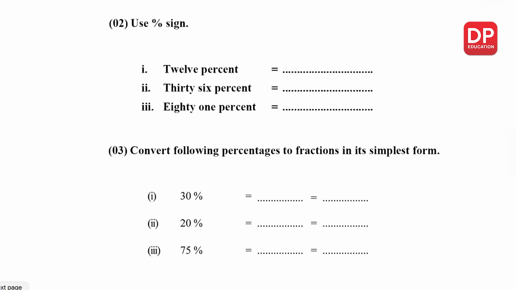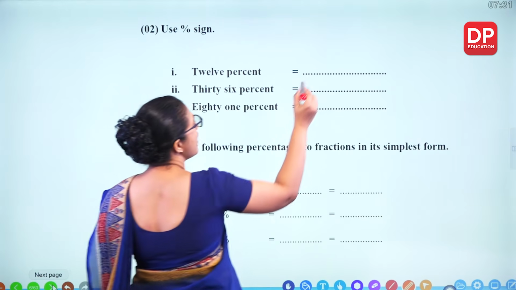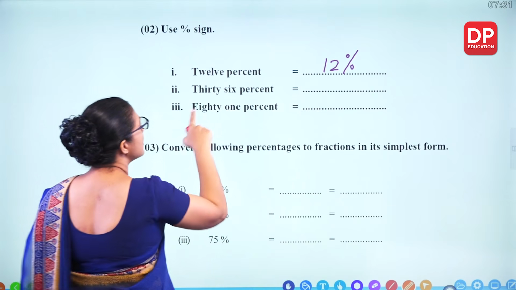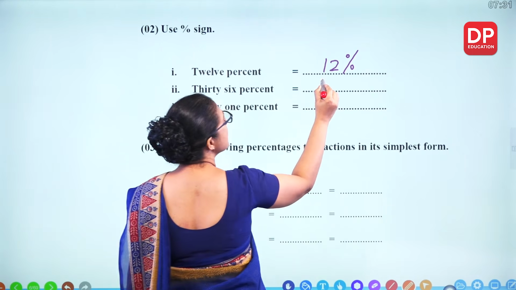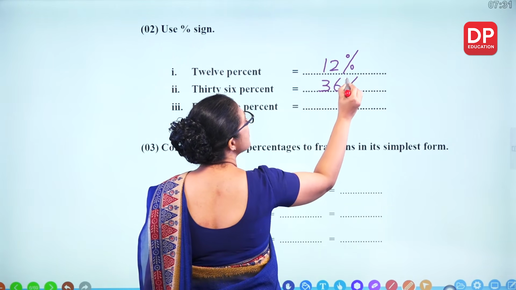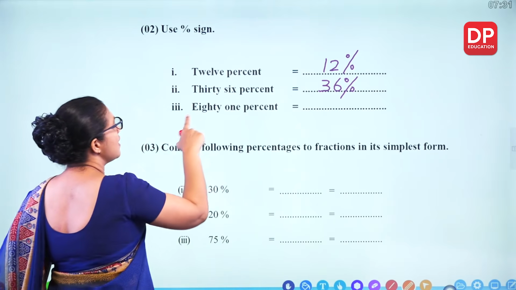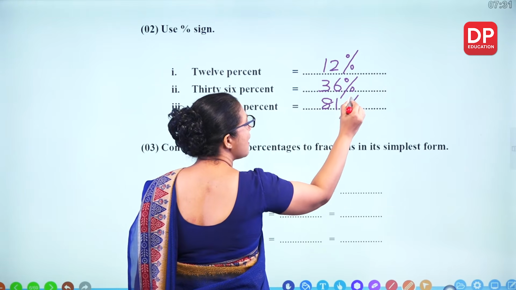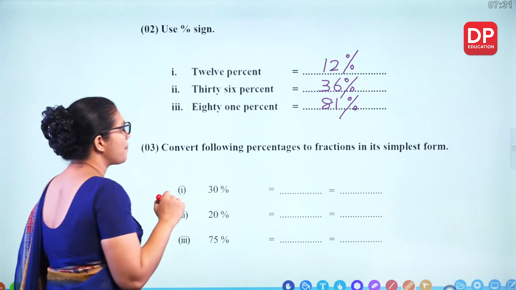Use the percentage sign. 12%, how can I write? 12 and the percentage sign, 12%. 36%, 36 and then the percentage sign. 81%, 81 and then the percentage sign.